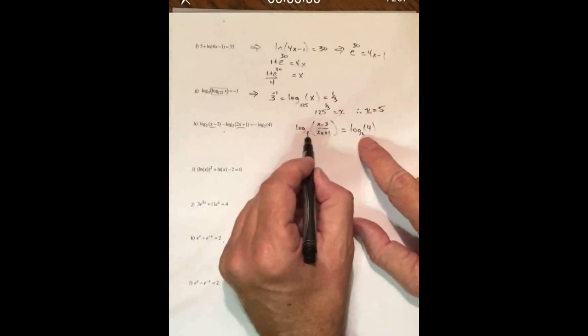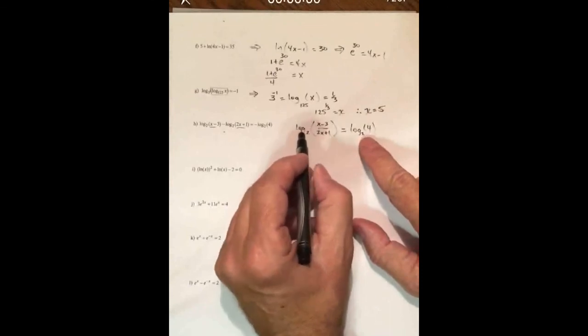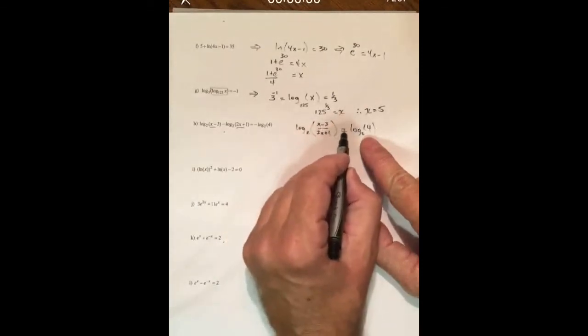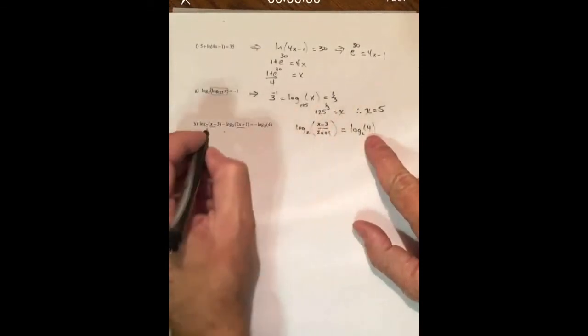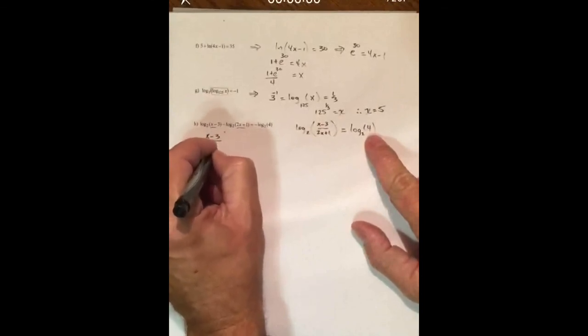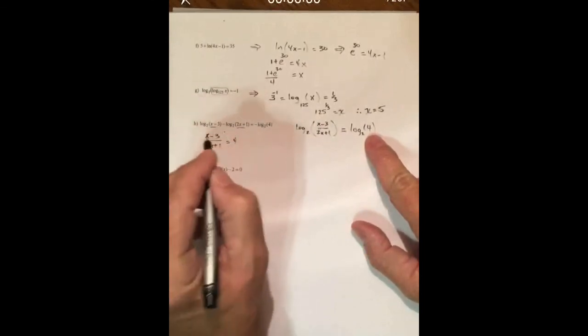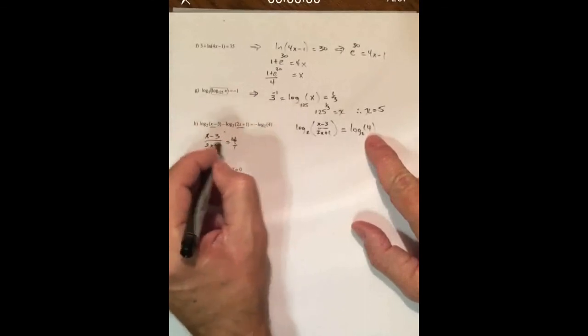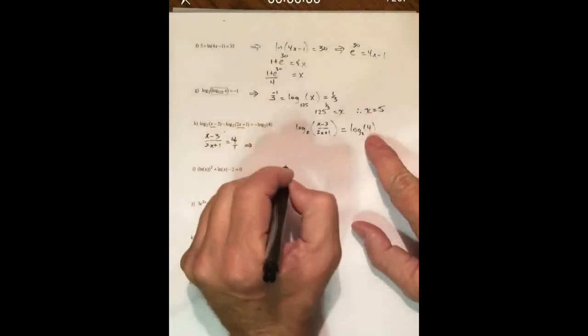Remember, the log function is 1-to-1. It's always increasing. So that means if log base 2 of something equals log base 2 of something else, the somethings have to be equal, since it is 1-to-1. 1-to-1 is extremely important in mathematics. So let's write that as 4 over 1 and just cross multiply.